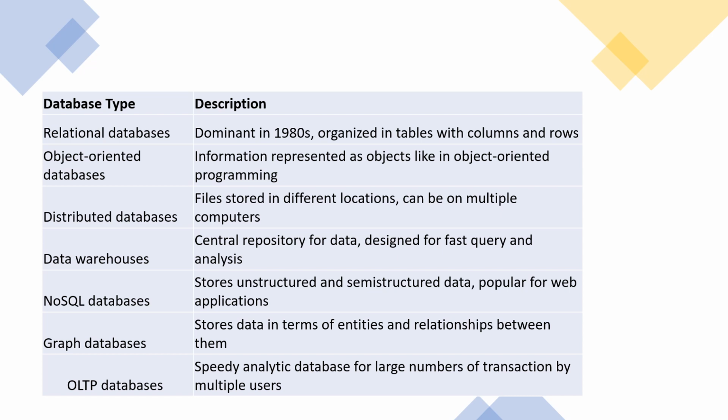Data warehouses are places where we centrally locate this data. Think of it like a storage unit for your information. A NoSQL database is great for unstructured and semi-structured data. It's really popular for web applications. Graph databases store data in terms of entities. Google Search is a knowledge graph database. And OLTP databases are databases that have a high uptime, for example, a transactional database for American Express, who processes transactions 24 hours a day, 7 days a week, all around the world.